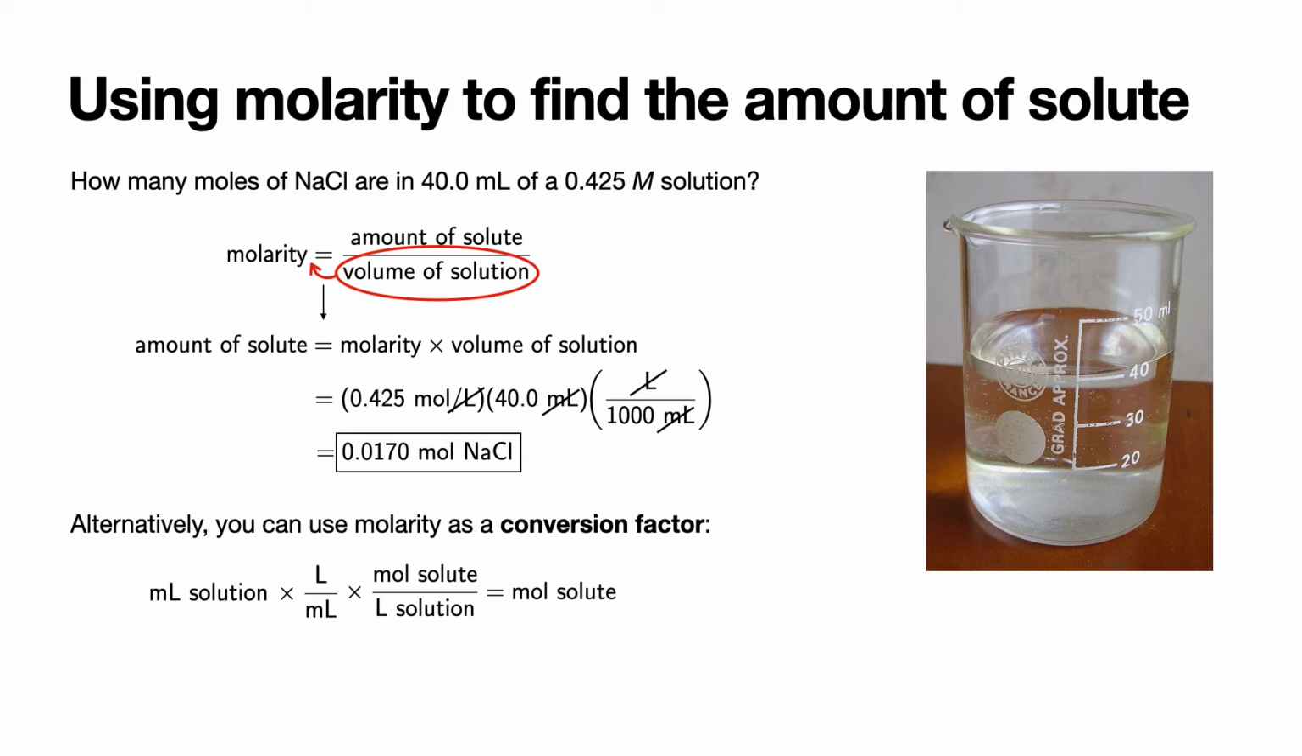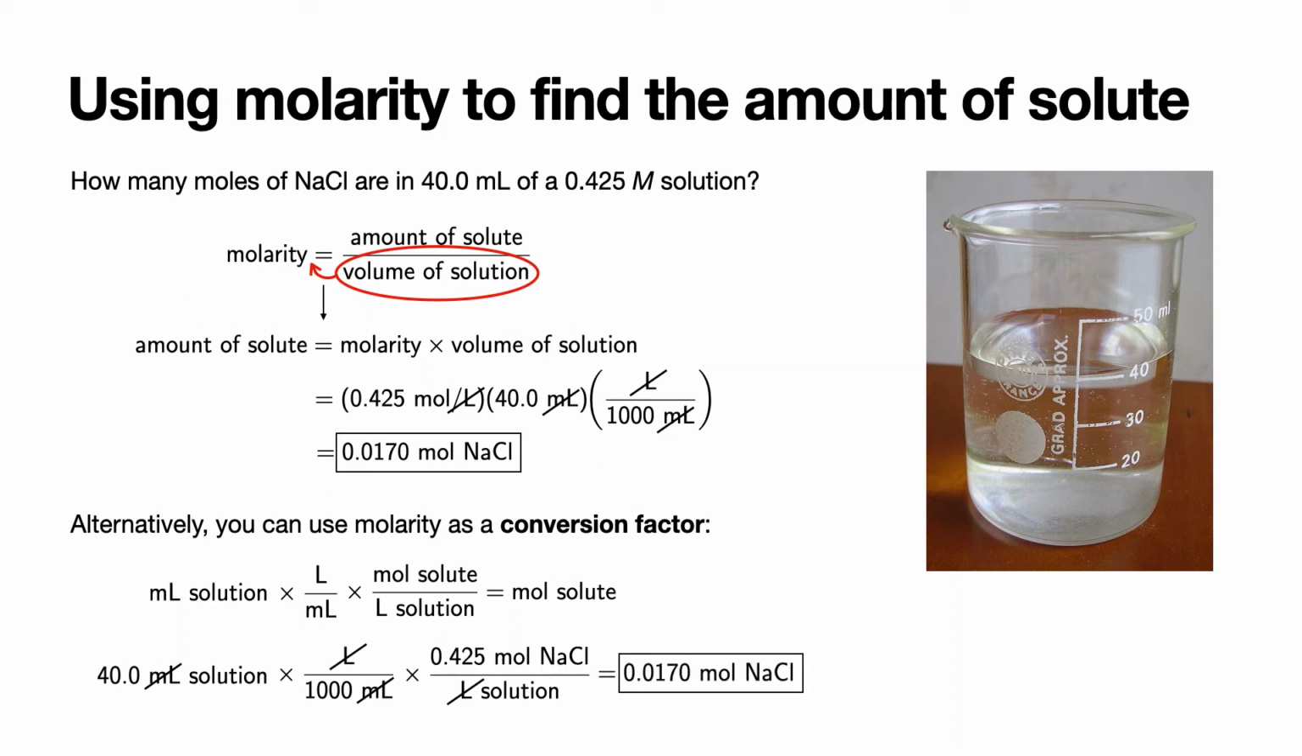So putting in numbers into these quantities here, we would have 40 milliliters of solution, multiplied by our conversion factor from milliliters to liters. There's 1,000 milliliters in a liter. And then multiply by our conversion factor between liters of solution and moles of solute. We've got 0.425 moles of sodium chloride in a liter of solution. So now if we multiply this all out, again, our units cancel, and we end up with the same answer, 0.0170 moles of sodium chloride.